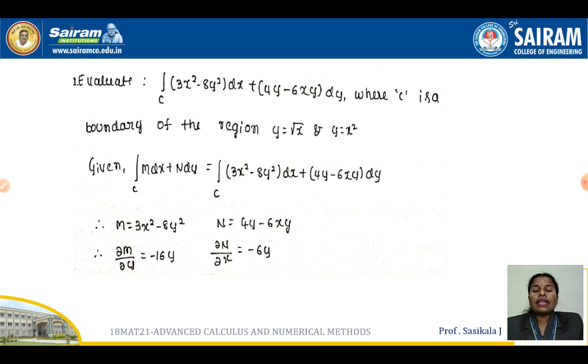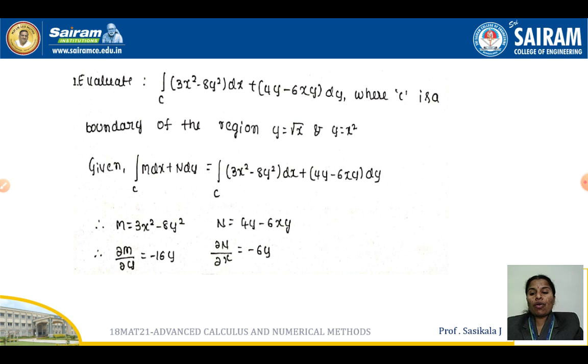What has been given? The integral in M dx and N dy format has been given, isn't it? The question asks only to evaluate, so you may expect it to be done with Green's theorem, or you may not. As per Green's theorem, the curve integral on the left side becomes a double integral over the region of ∂N/∂x minus ∂M/∂y. As per Green's theorem, first identify what your M is and what your N is. The curve is written in terms of a region on the right side, which is y equals root x and y equals x squared.